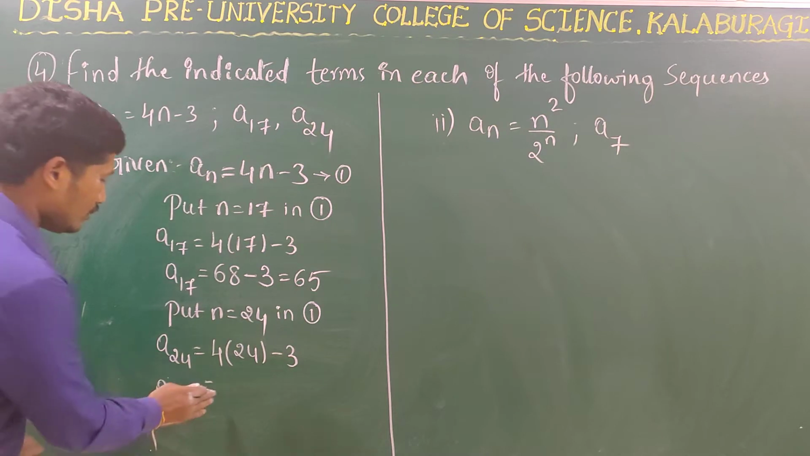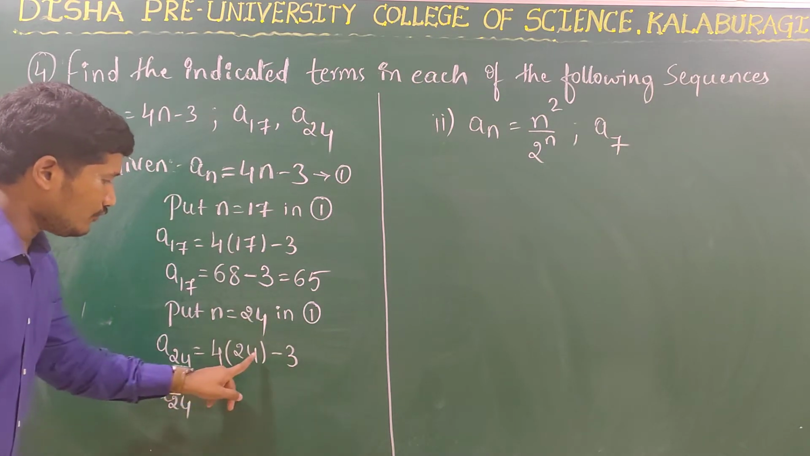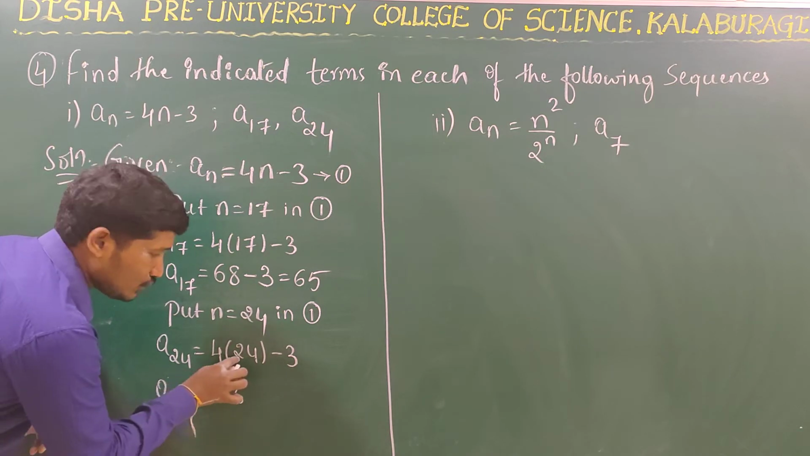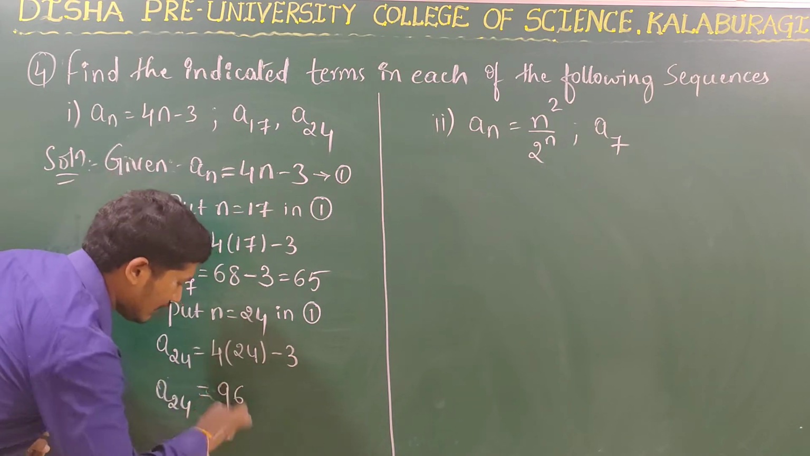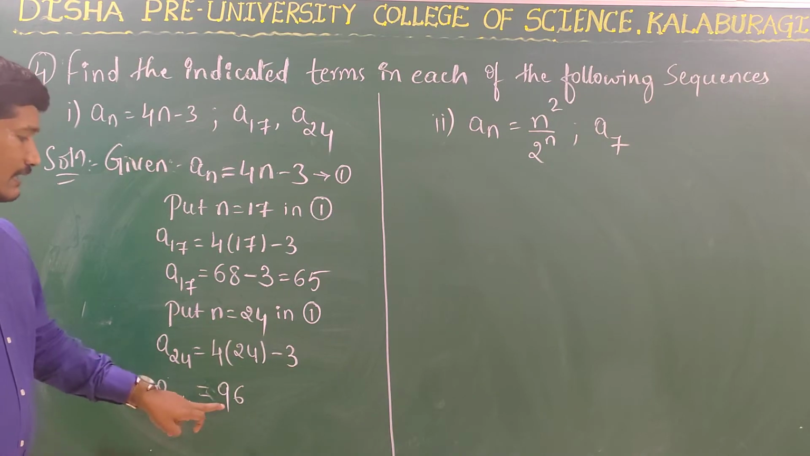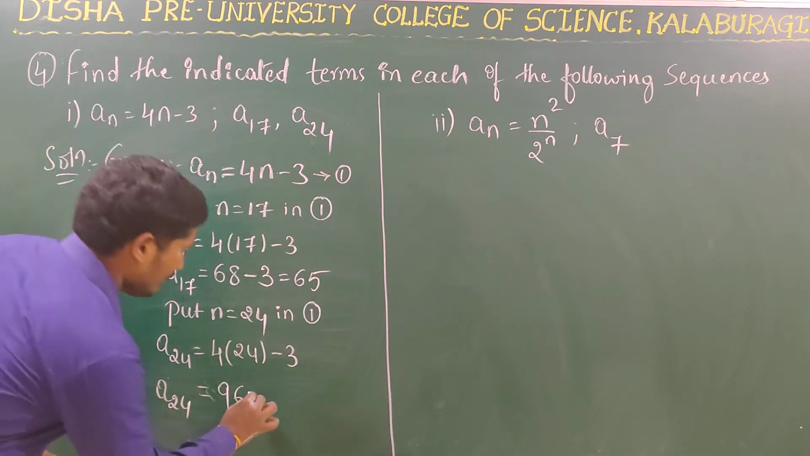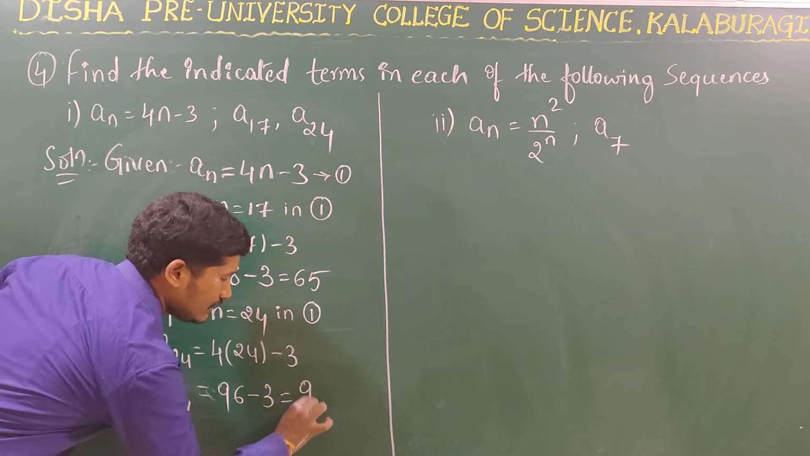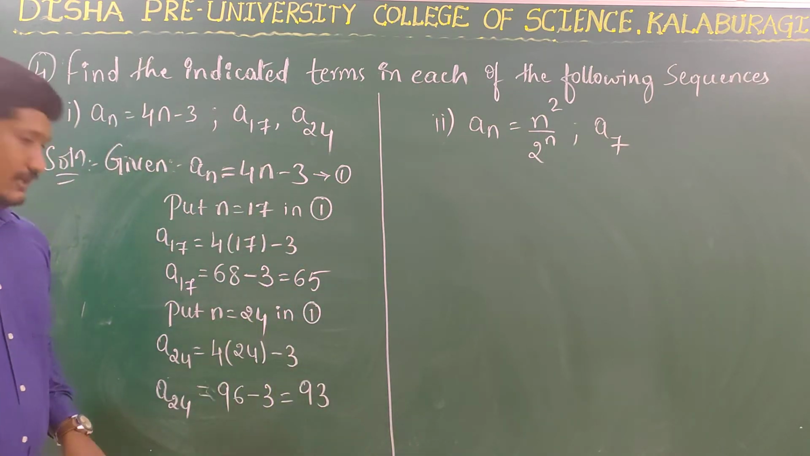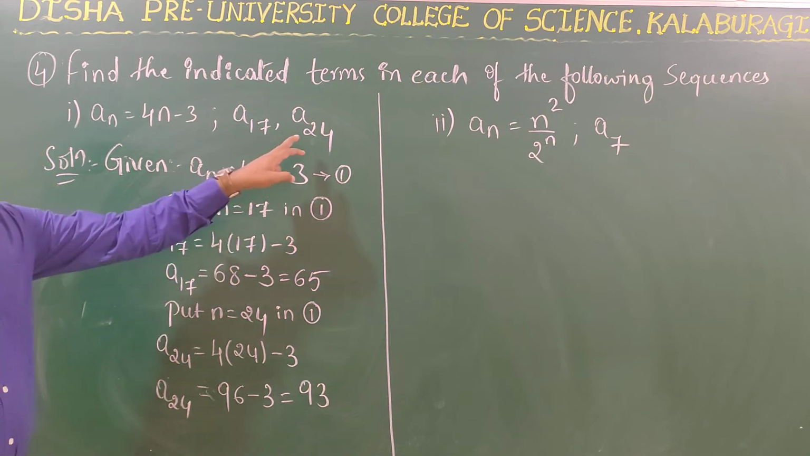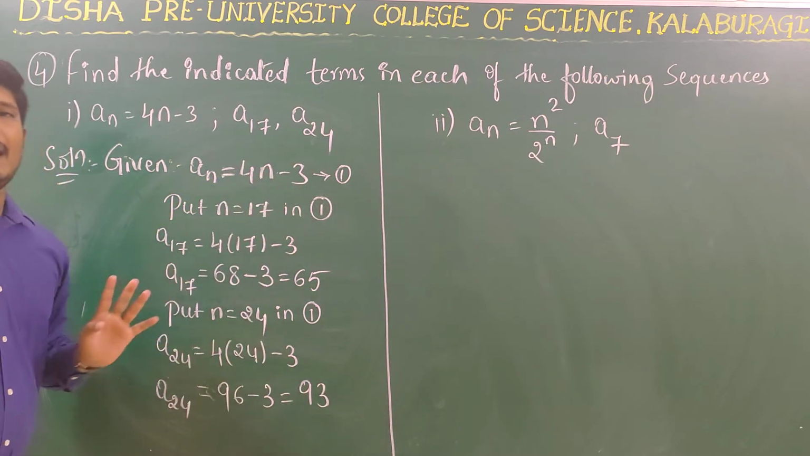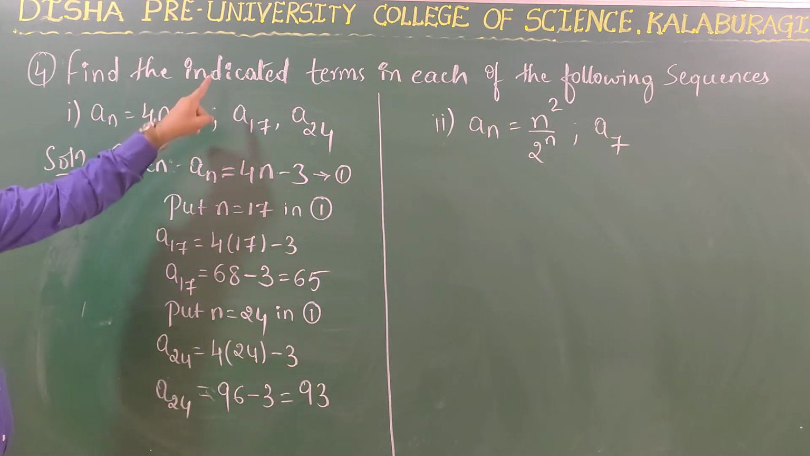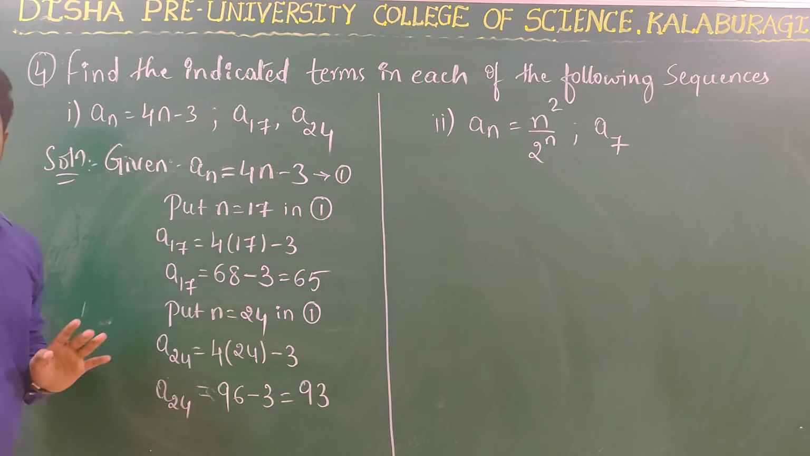So what is 4 into 24? See, 4 4s is 16. 1 carry, 4 2s is 8. 8 plus 1 is 9. So 24 4s is what? 96 minus 3. What is 96 minus 3? It is equal to 93. So your 24th term of the sequence is what? 93. So this is how we find out the indicated terms of the given sequences.